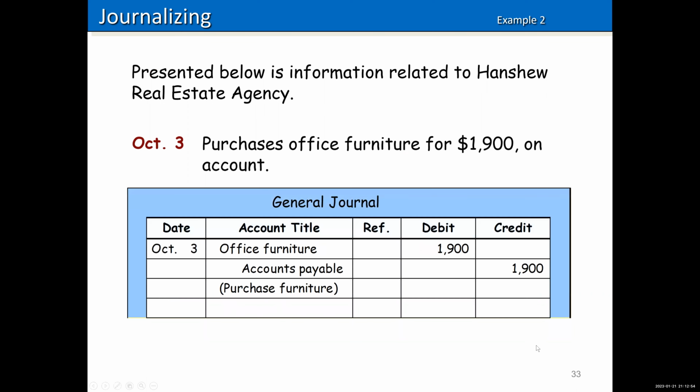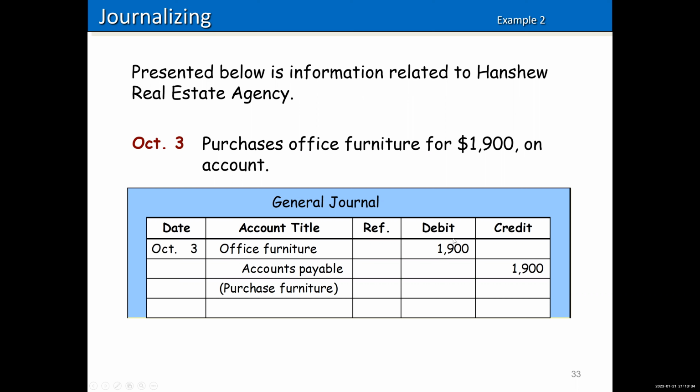Let's try another one. Purchases office furniture for $1,900 on account. The business is receiving furniture of $1,900, and office furniture is an asset. So to increase the office furniture account, because it's an asset, we're going to debit. Debit office furniture for $1,900. I should have told you to put the date in first, but there's your date and there's your debit.